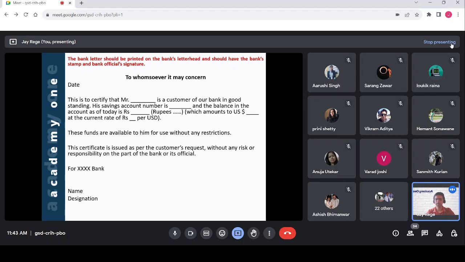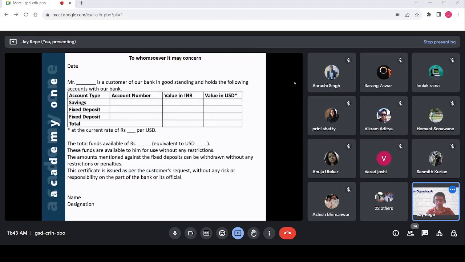So this is just a sample letter that you can take a look at. But as I said, I'll be sending you copies of these. But in case anybody has any doubts on this? Let's move on to the next thing.